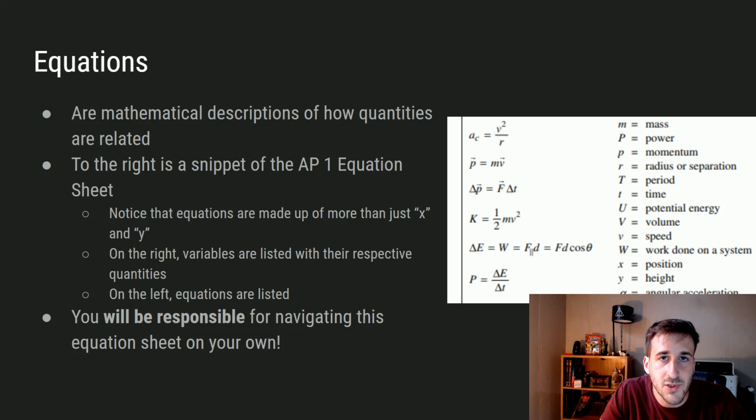That's what equations show, a relationship between physical quantities. Momentum is equal to mass times speed. So it's related to mass and speed. On the AP equation sheet, they give you all the equations, and they also give you all of the letters so that you know what those letters stand for, the variables, and so you don't have to memorize it. You can use that whenever you want.